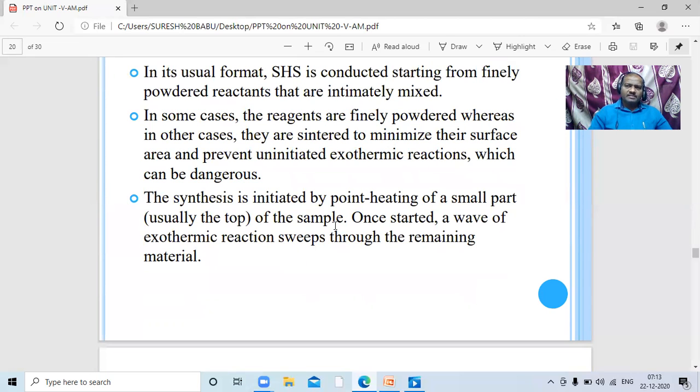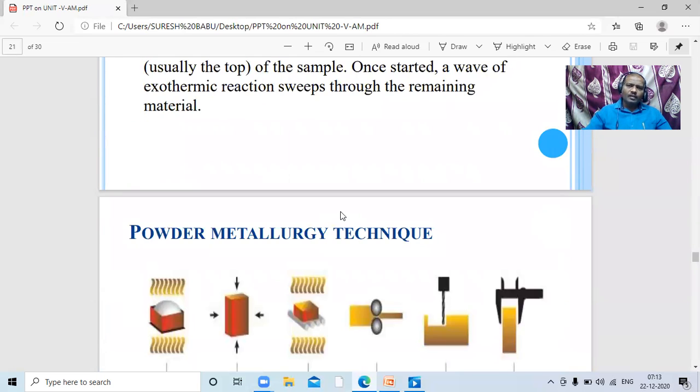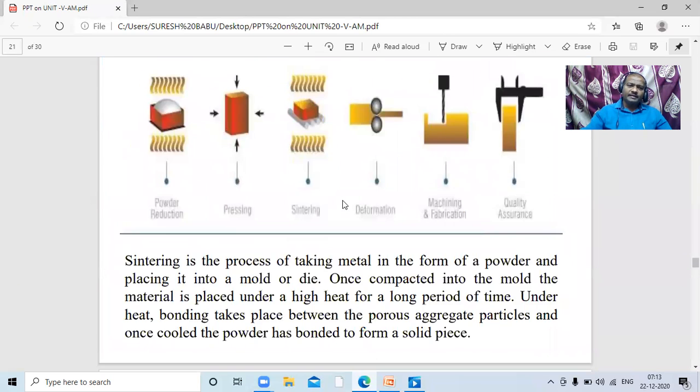Next, the second step is wave heat generation: we generate heat at one point. Due to the exothermic reaction, it proceeds from one end to the other end. Here we usually start at the top surface. So this is how it is done here.